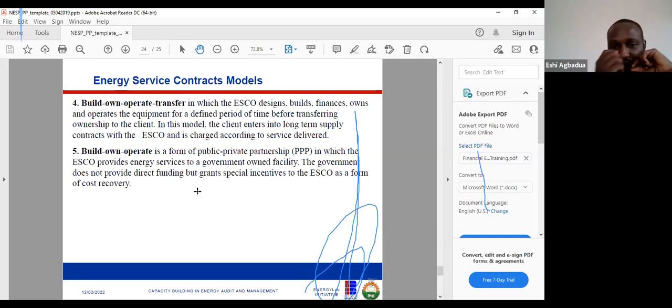And then there's the build, own, and operate, more like a PPP arrangement. It's very common among government-owned facilities, where private and public form an ESCO company in which private investment is also there. So those are some of the energy service contract models we have.